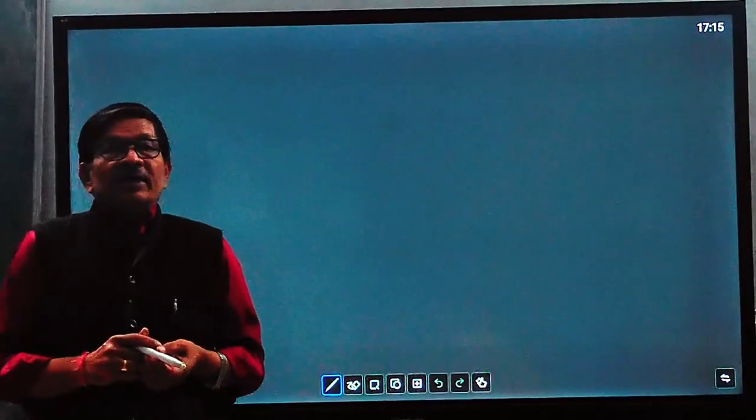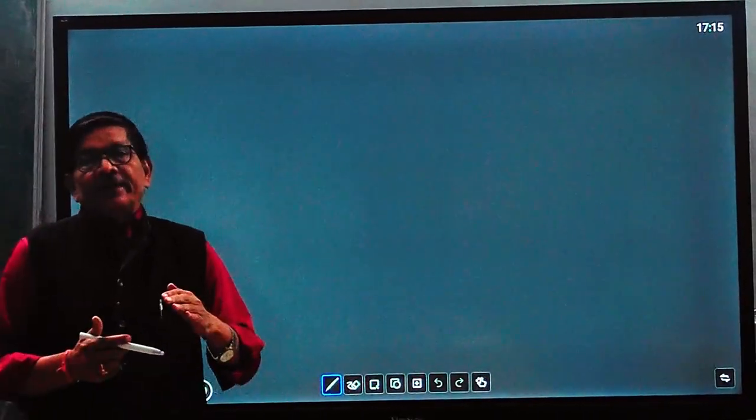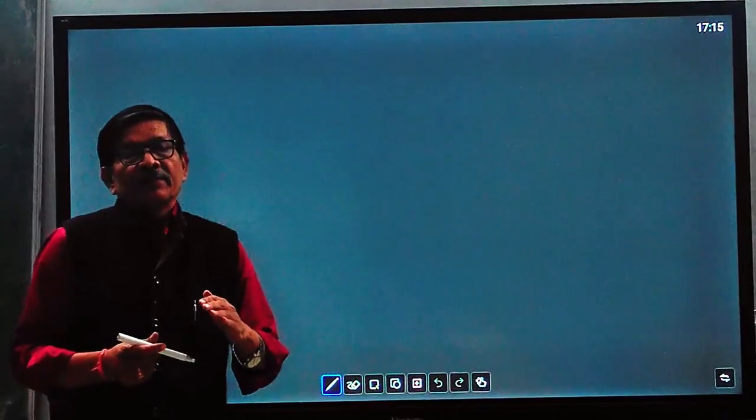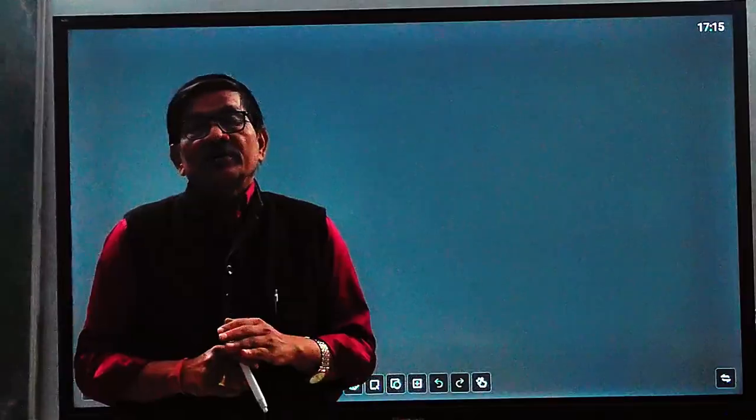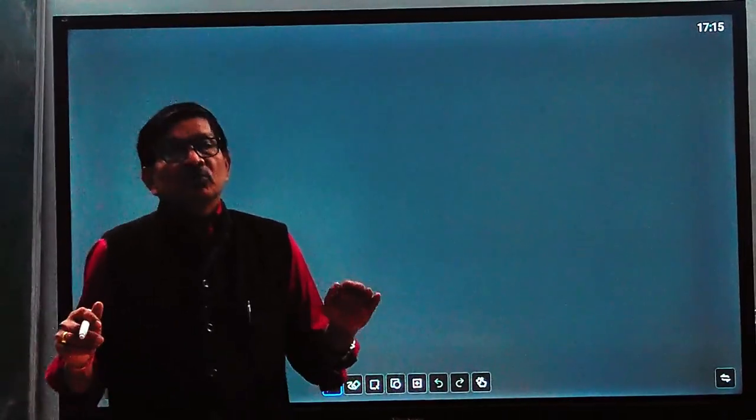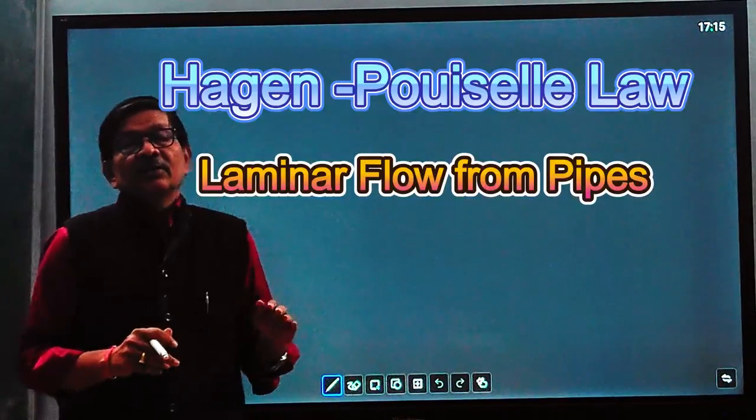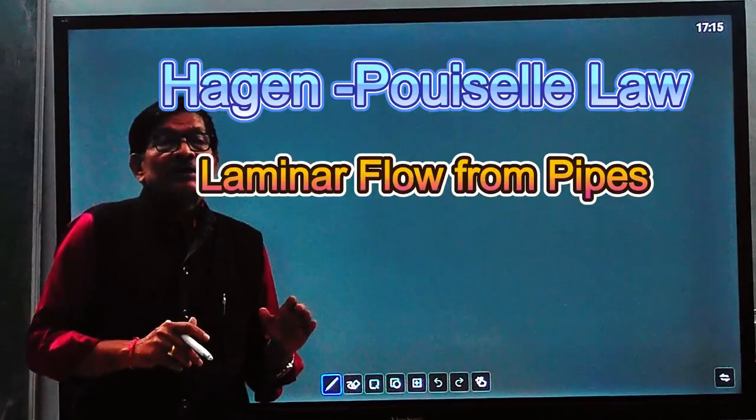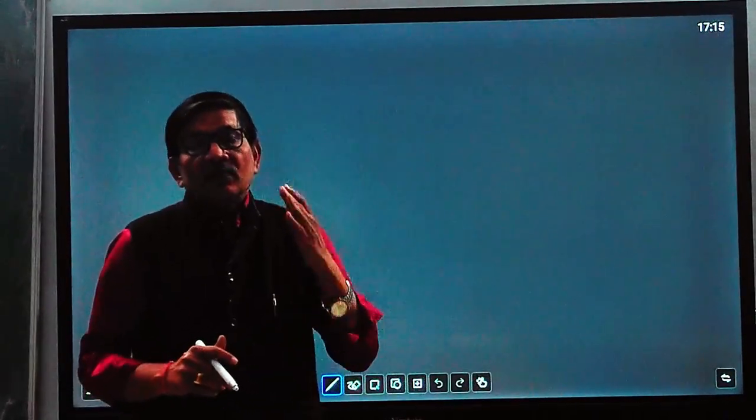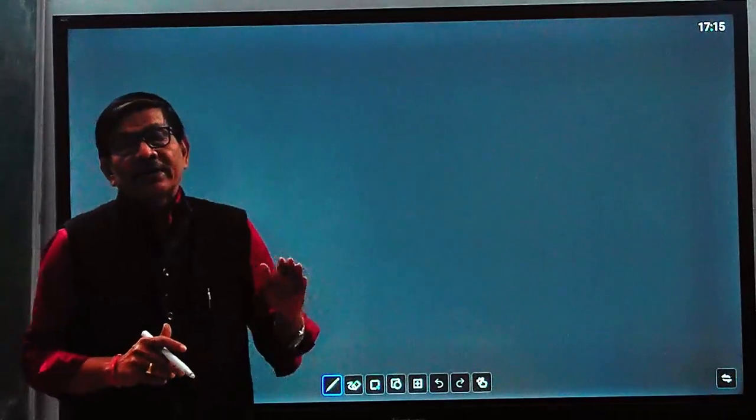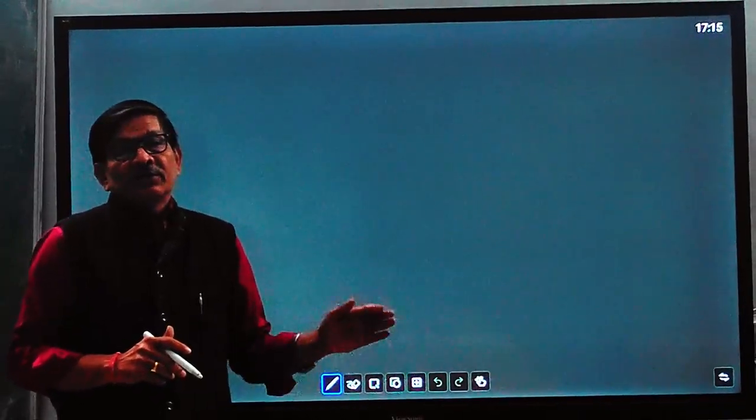So yesterday we discussed flow between two fixed parallel plates. Today we are going to discuss flow through pipe, because this is one of the most important engineering applications, as we know that crude oil and water and so many fluids are transported from one place to another.